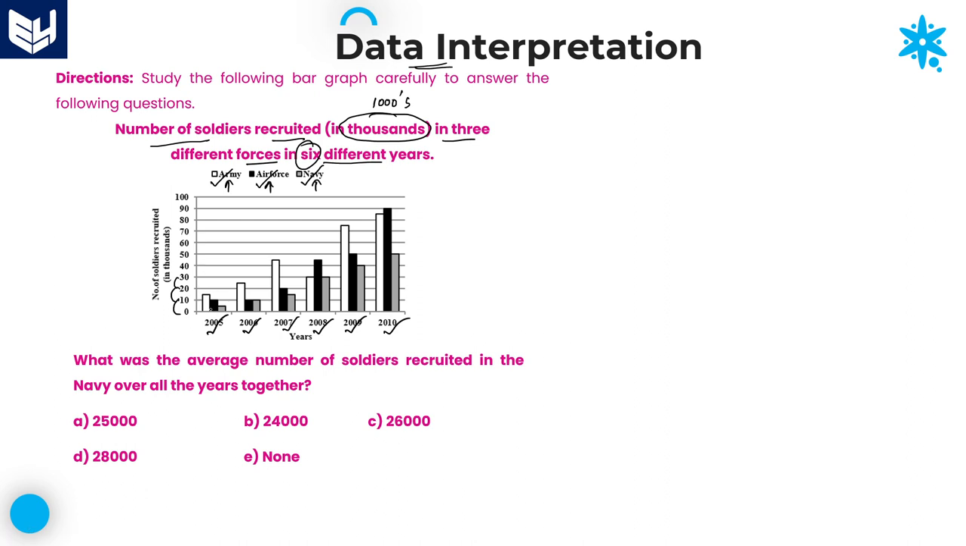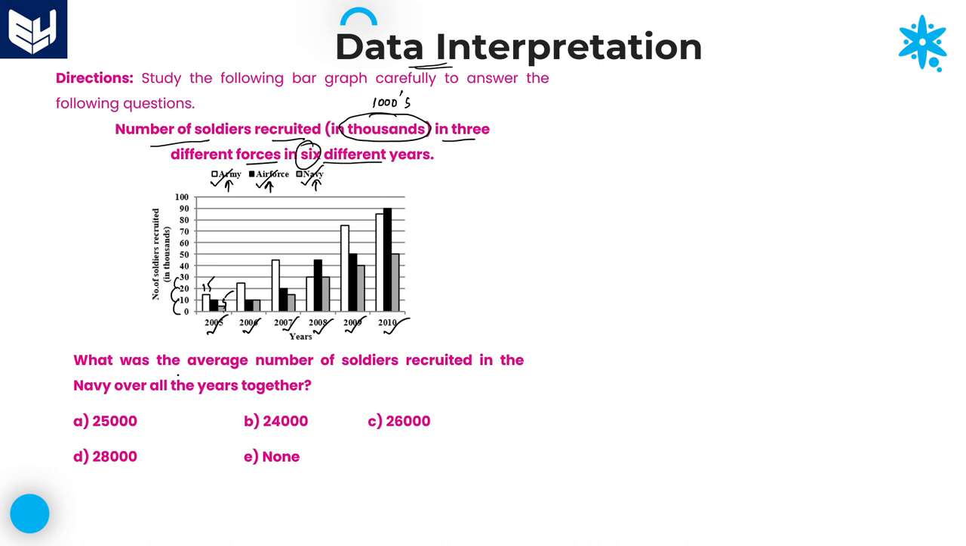Suppose if you observe 2005, the first bar is in between 10 and 20, so this value becomes 15. Here if you observe the third bar, which is in between 0 and 10, that is equal to 5. Like that, you need to take the values. If it is in between 70 and 80, that becomes 75. Like that, we need to take the values. This is the complete information regarding this particular bar graph. Now, according to that, we need to solve the questions.